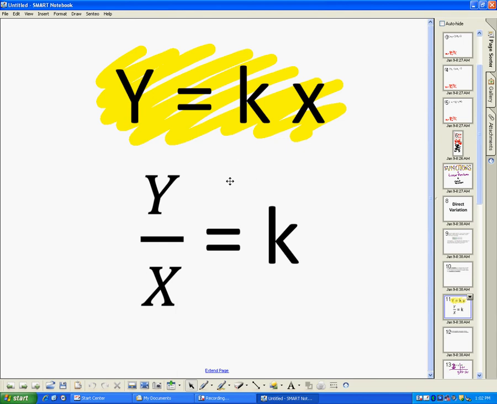If you ever are given y and x, you can divide y by x and figure out what k is. I mean, think about it here. K is being multiplied by x. So if I divide both sides by x, that gives me y divided by x is equal to k. So I can always use this to help me figure out what the constant is.